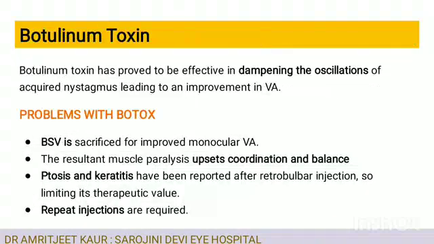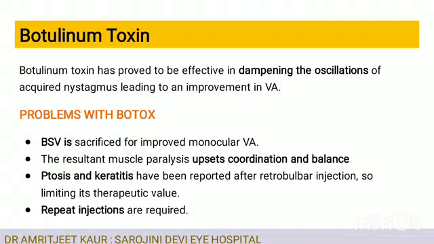Botulinum toxin is another non-surgical modality of treatment. It has been proved to be effective in dampening the oscillations of the acquired nystagmus, leading to improvement in visual acuity and especially disturbing oscillopsia. But there are certain problems with Botox.